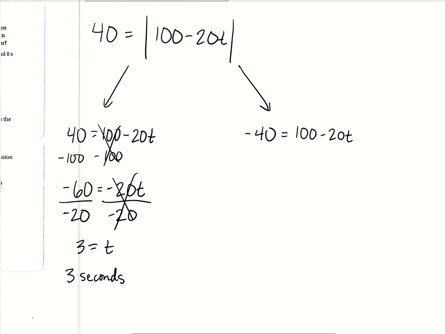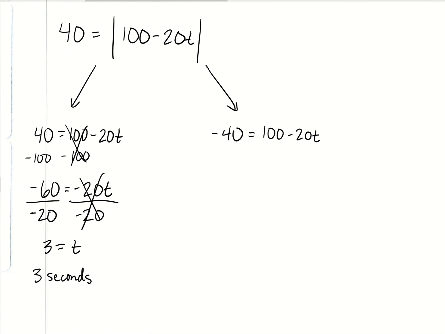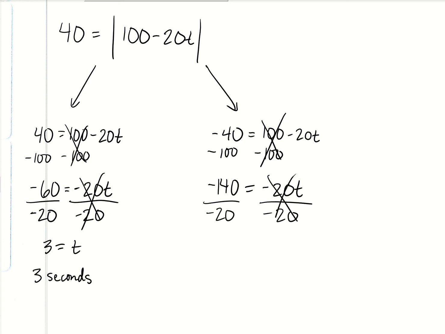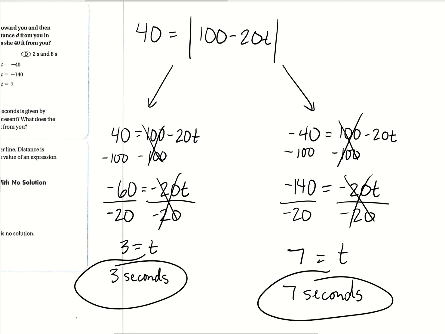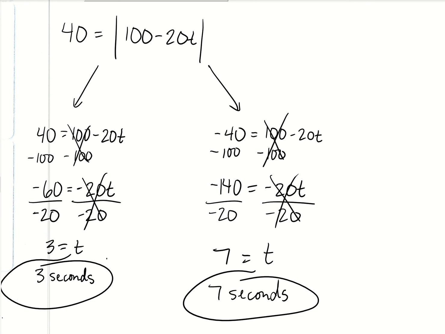And then the other side, we would do the same thing. Subtract 100 from both sides. The difference is this time we're subtracting from negative 40, so we're going to end up with negative 140 equals negative 20t. Divide both sides by negative 20. Then we're left with 7 equals t. So 7 seconds. The two times that your friend is going to be 40 feet away from you are after 3 seconds and after 7 seconds.